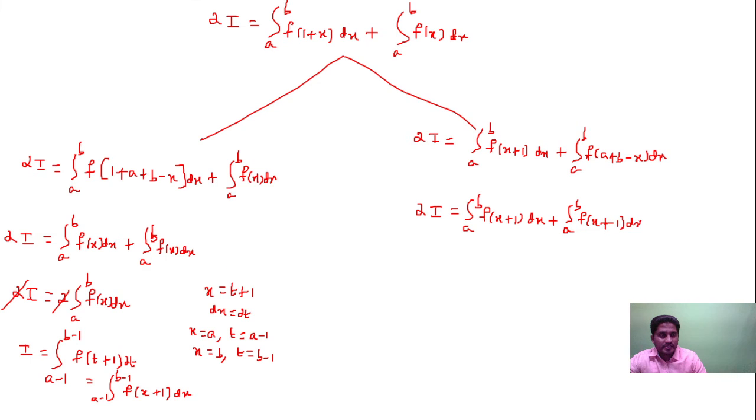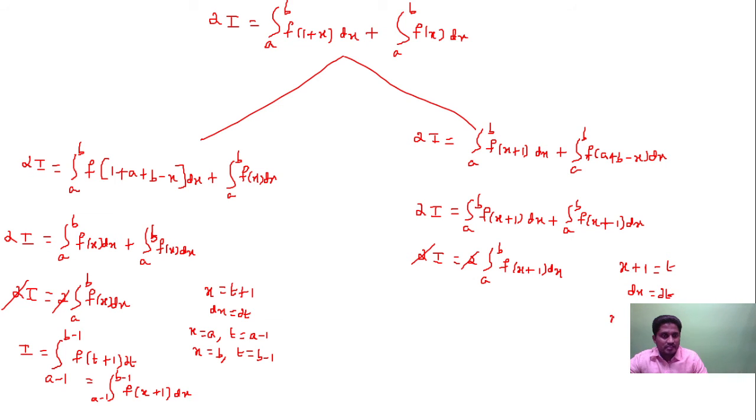X plus 1 dx. So I get 2I is equal to 2 times integral a to b f of x plus 1 dx, isn't it, guys? I'm going to cancel this 2 and 2. Now I'm going to put x plus 1 equal to t. So this is f of x plus 1 dx. I'll put x plus 1 equal to t, you will get dx is equal to dt.